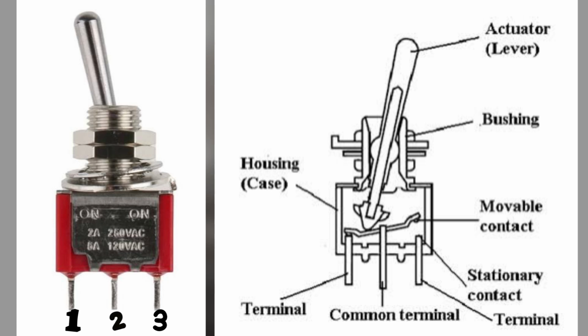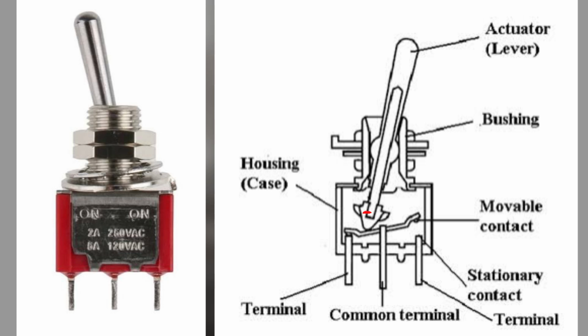As you can see, this switch has three terminals. The middle terminal is called the common terminal. When I flip the switch to the left, the common terminal is connected to the left terminal, and when I flip the switch to the right, the common terminal is connected to the right terminal. So, at any given time, the common terminal is connected to only one of the two outer terminals.